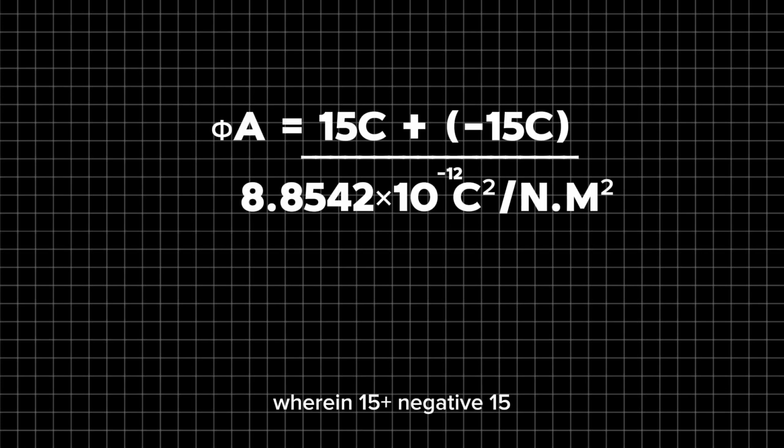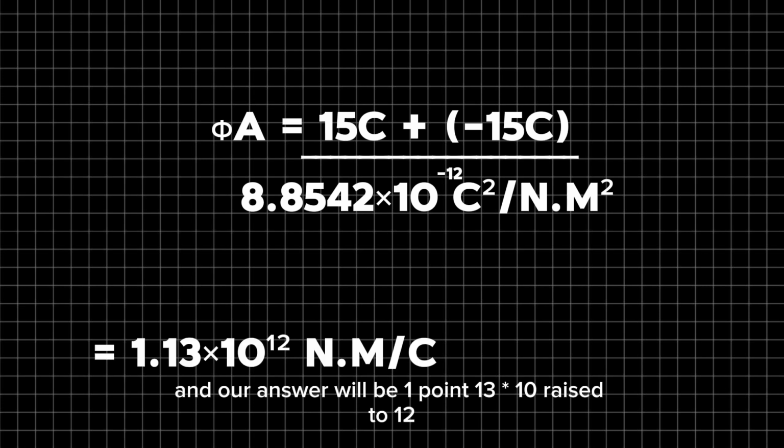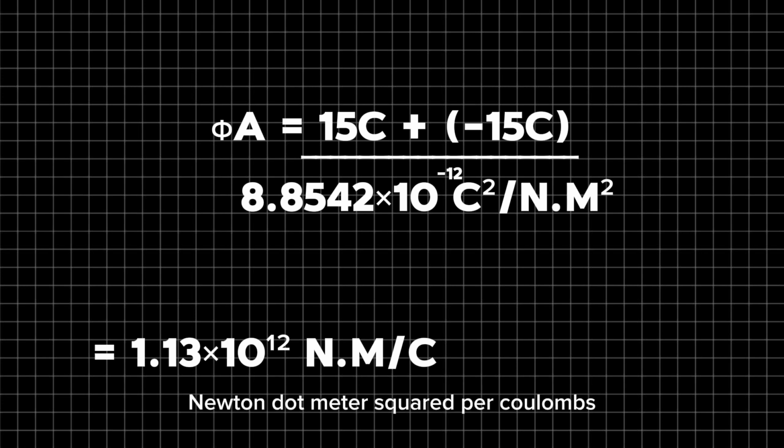For our surface A, we have charge 1 and charge 2. First, we will distribute the values in the equation, wherein 15 plus negative 15 is over 8.8542 multiplied by 10 raised to negative 12. And our answer will be 1.13 times 10 raised to 12 Newton dot meter squared per coulomb. And we will repeat the same process for the others.